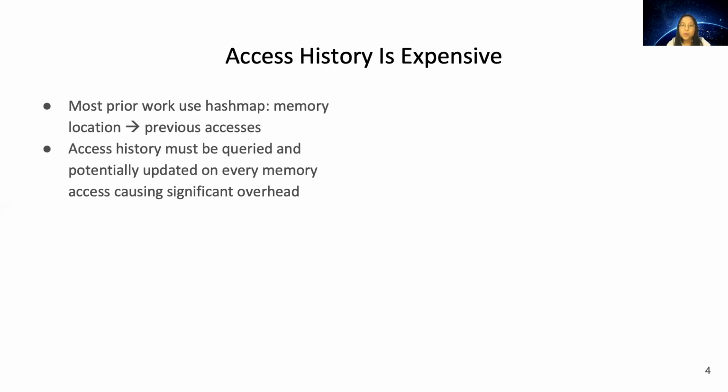In this work, we are interested in optimizing access history, which is an expensive component of race detection in practice. Most of the prior work used a hash map for access history. The hash map maps each memory location to its previous accesses.